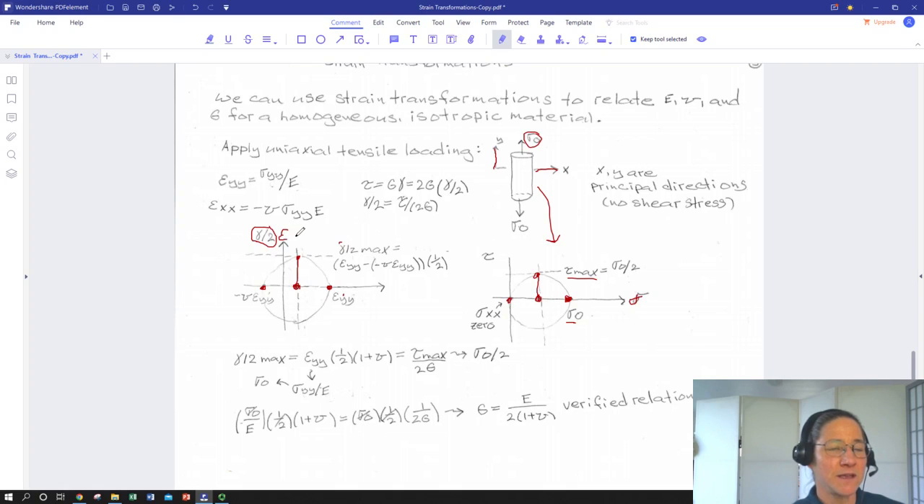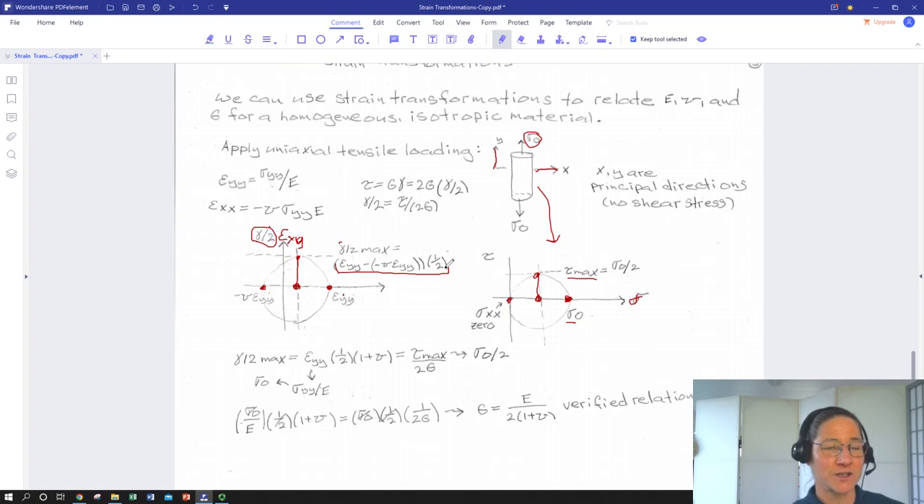So this is EXY, excuse me, tensor shear strain. So that's gamma over 2 max. It's going to have this relationship. So now we have a great way to represent maximum shear strain in terms of our first principal normal strain in the direction we've loaded.